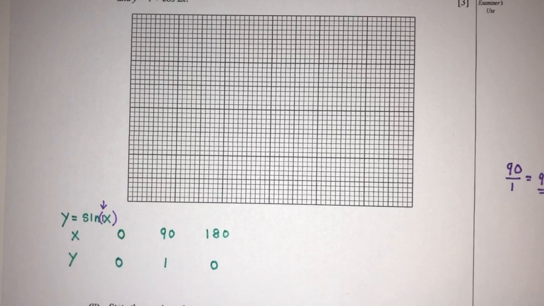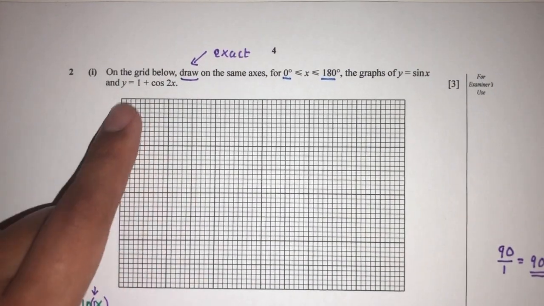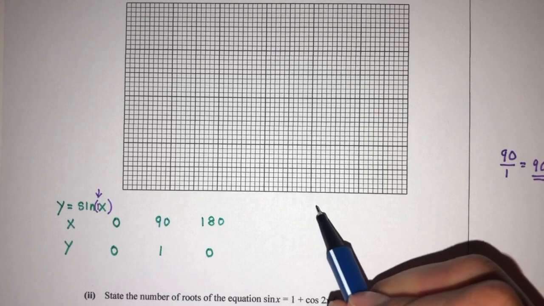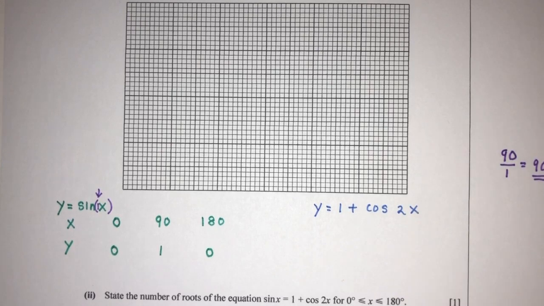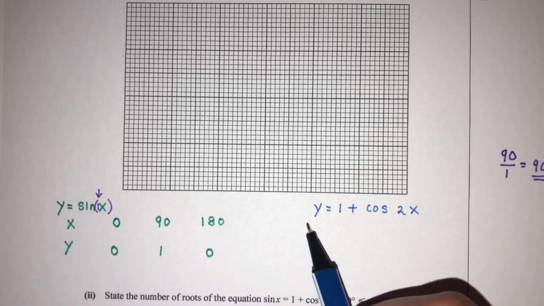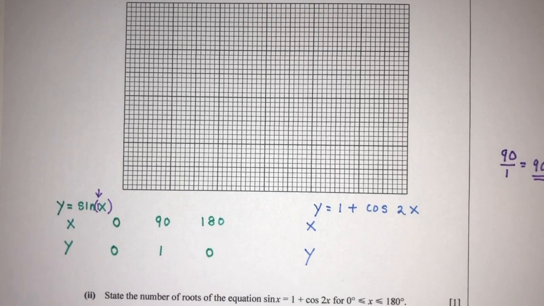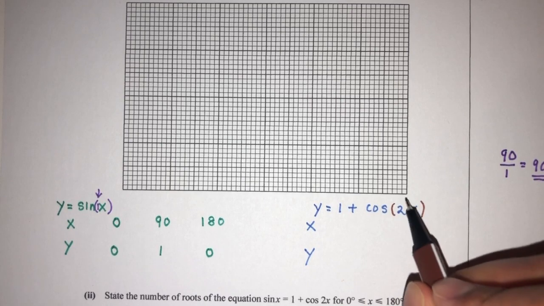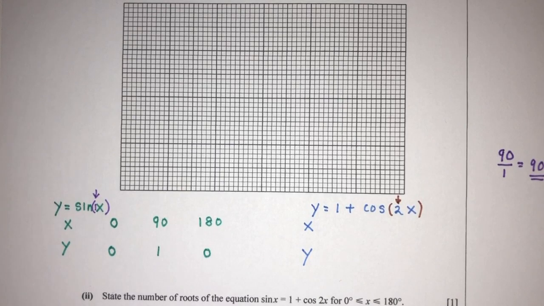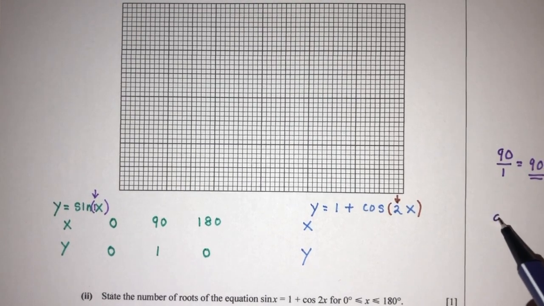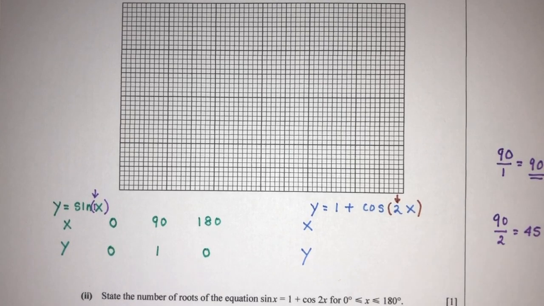Now let's move on to the other one, which is y equals 1 plus cos 2x. Again, same thing applies. We have the values of x, find the corresponding values of y. Because the coefficient of x is 2, the interval we will have to use will be different. As you can see, we begin with 90 and divide by this 2, that will be 45. So 45 degrees will be the interval that we will work with in this one.